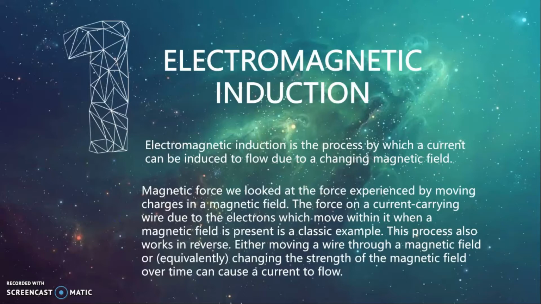Looking through electromagnetic induction, electromagnetic induction is the process by which a current can be induced to flow due to a changing magnetic field. Magnetic force, we look at the force experienced by moving charges in a magnetic field. The force on a current carrying wire due to the electrons which move within it when a magnetic field is present is a classic example. This process also works in reverse, either moving a wire through a magnetic field or equivalently changing the strength of magnetic field over time can cause a current to flow.